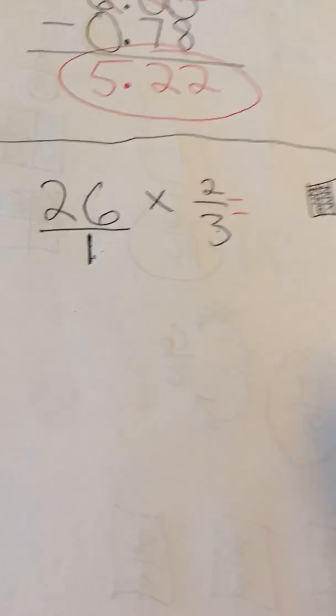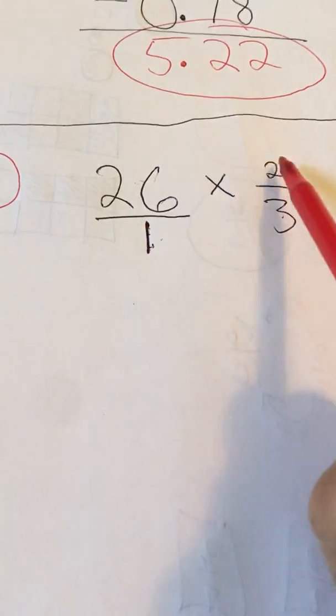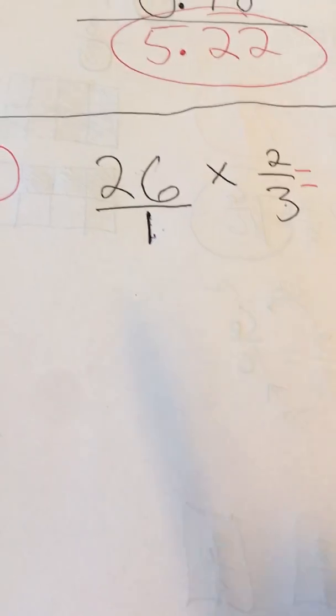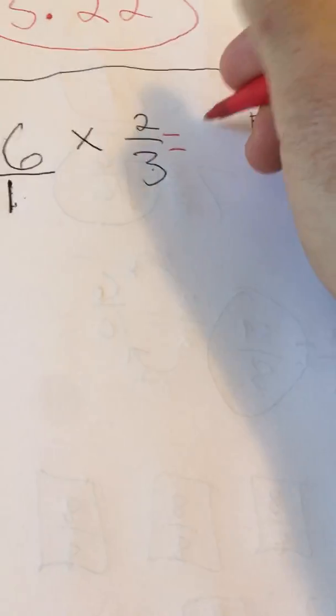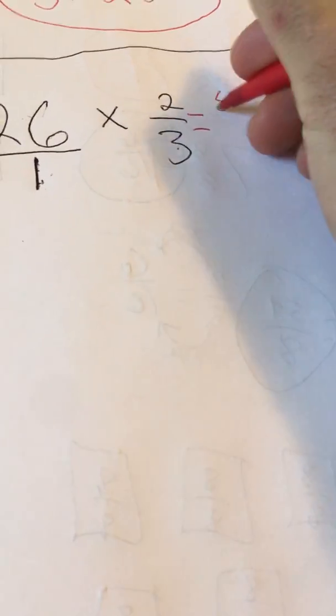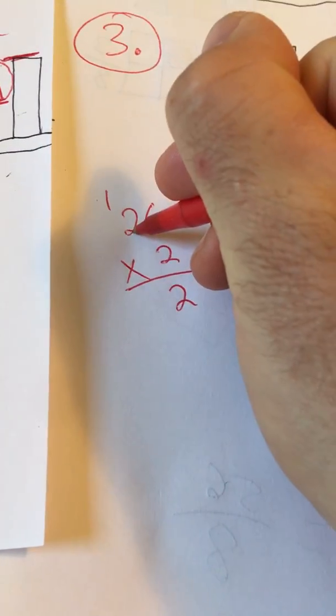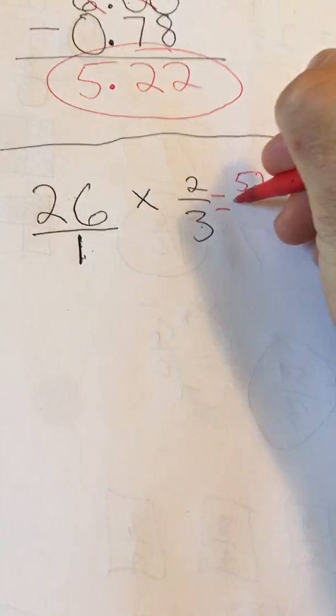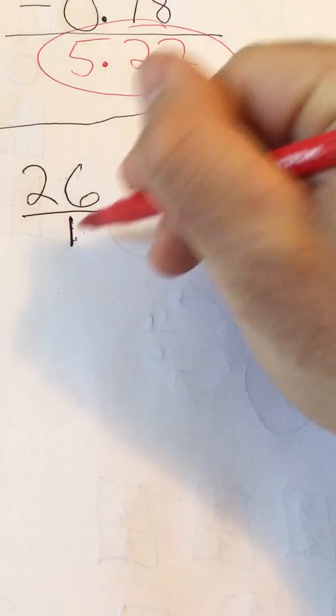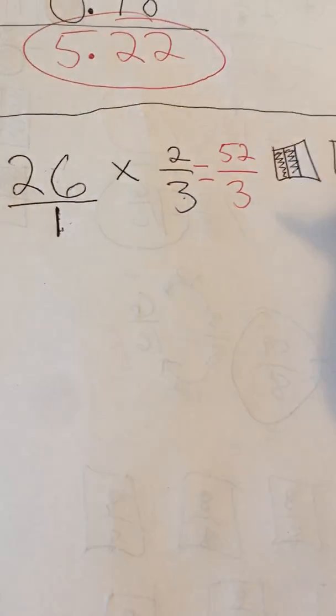So multiplying fractions is easier than adding and subtracting them because they don't need the same denominator. You just multiply the numerators. 26 times 2 is 52. If you don't know that, which you probably don't, you should do the multiplication like this. 2 times 6 is 12. 2 times 2 is 4, plus 1 is 5, so it's 52. 26 times 2 was 52 for the numerator, and 1 times 3 is 3 for the denominator.